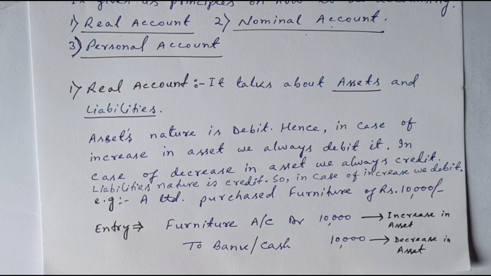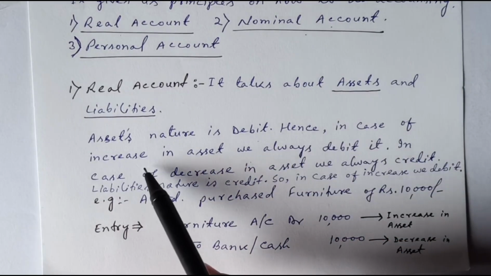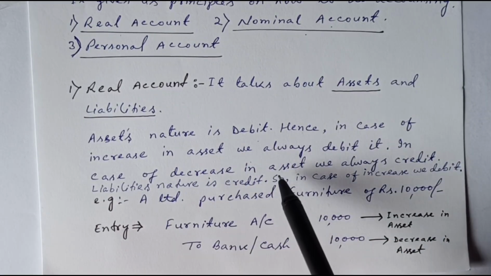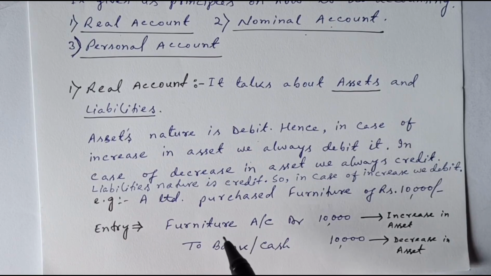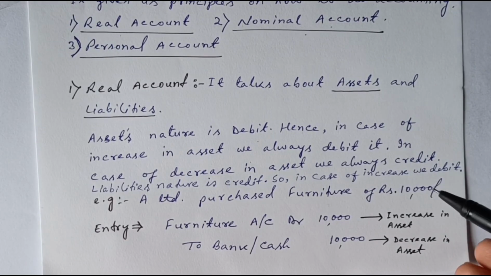So the crux is asset's nature is debit, hence in case of increase in asset we always debit it, in case of decrease in asset we always credit, and liability's nature is always credit. So in case it is increasing we credit, in case it is decreasing we debit.